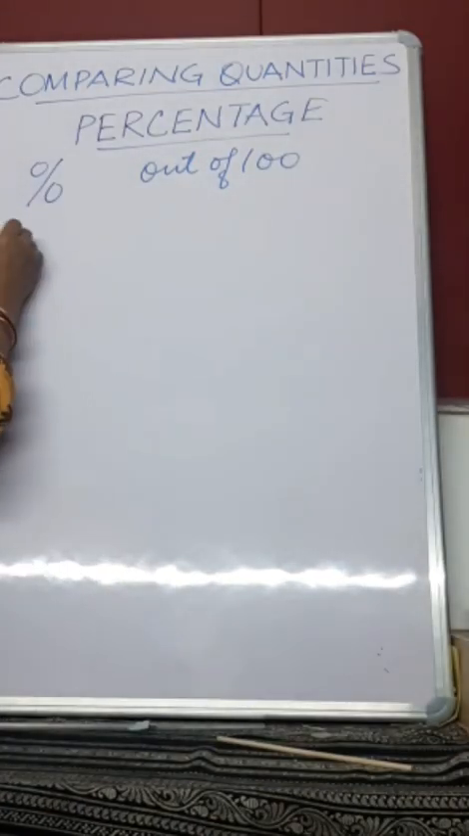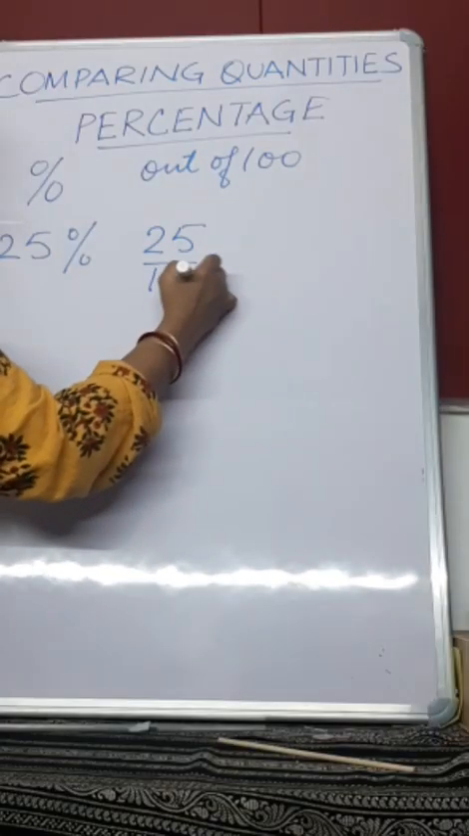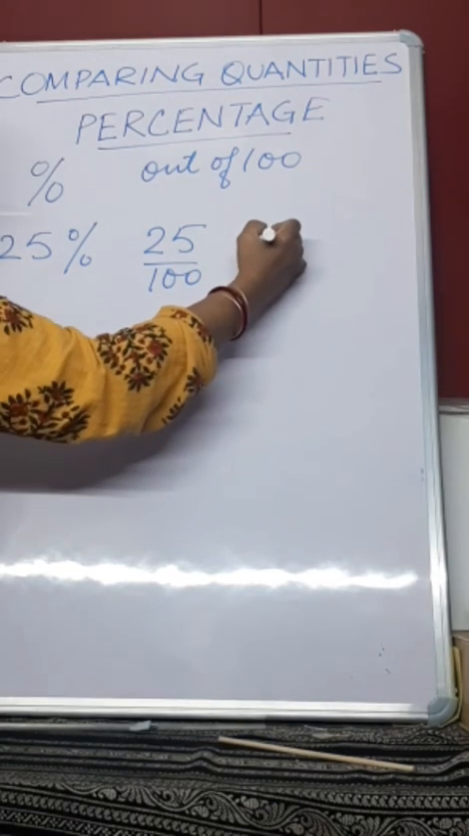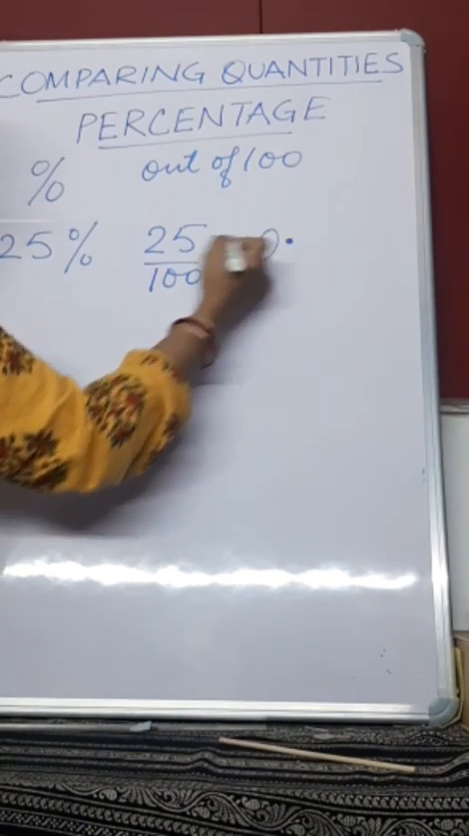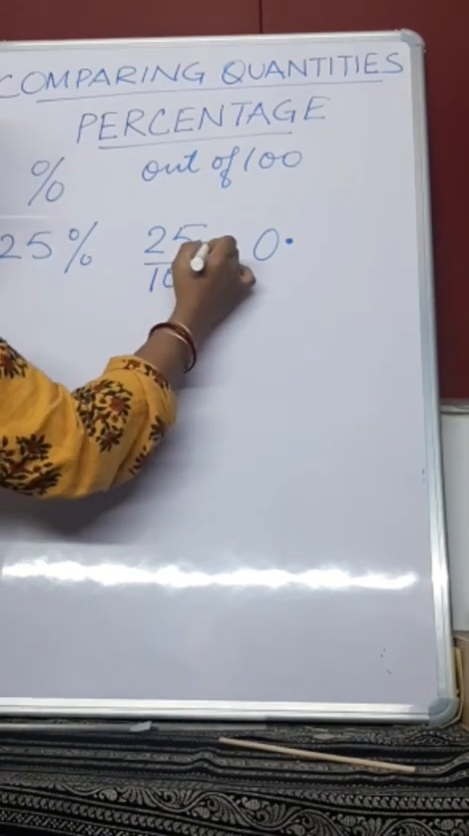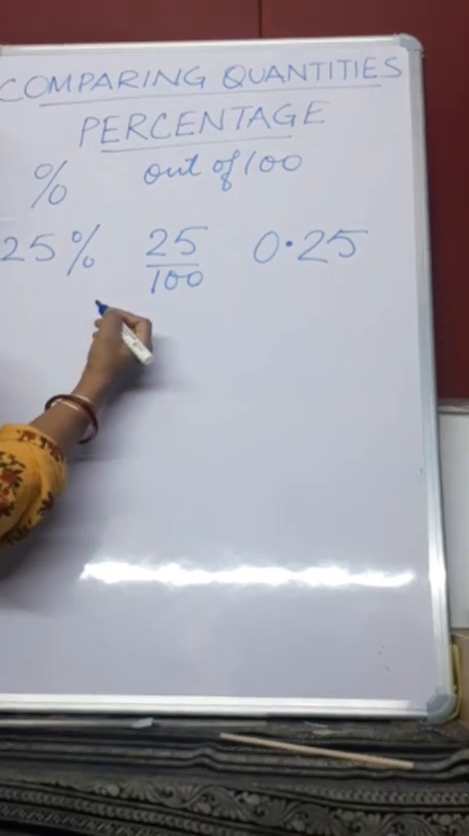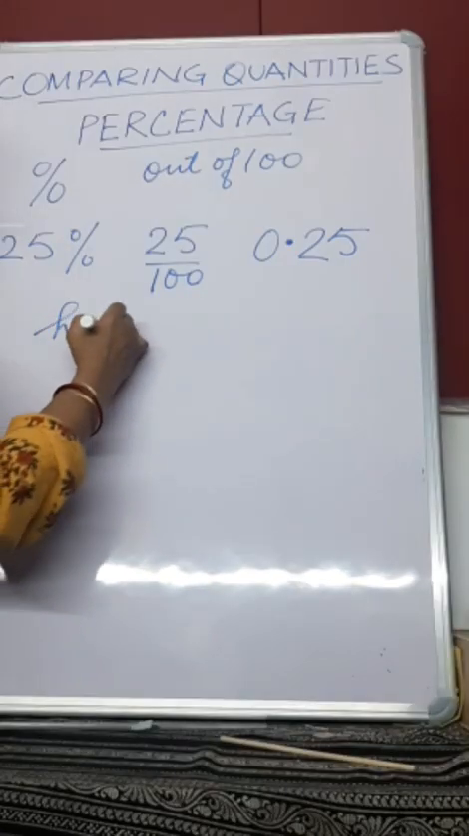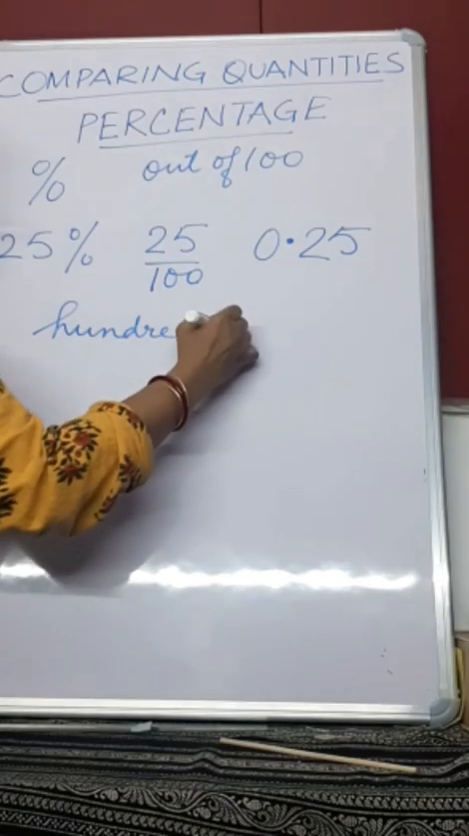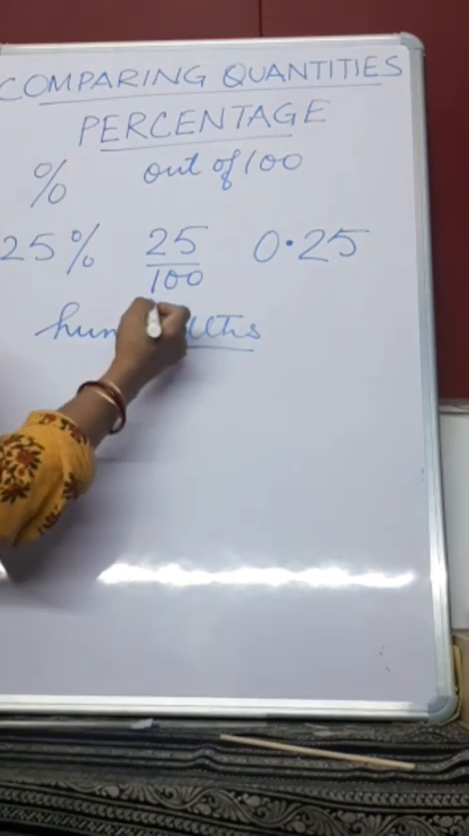For example, if we say 25%, it means 25 out of 100. If we want to put it in decimal, we will put it like this. For 1, this point, and then for 2 zeros, we can place 2 digits after the decimal, that is 0.25. Or we can call it as 25 hundredths. 25 out of 100 or 25 hundredths.